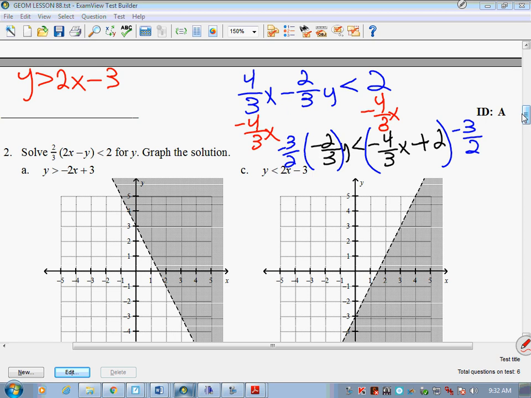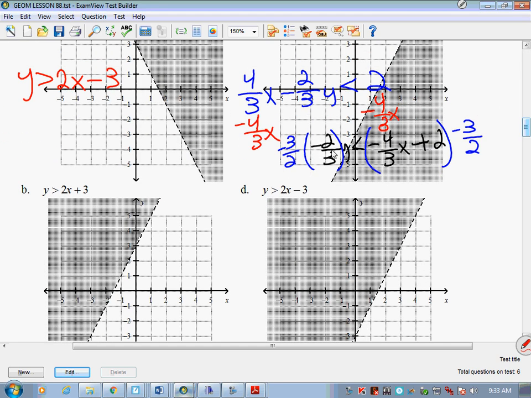Now, as we look at these graphs, you'll notice that all of them have an answer. So is A correct? No, because it says plus 3, right? Is this one over here, this 2x minus 3, is that right? What did they forget to do? They forgot to flip the sign, right? All right, down here I've got y is greater than 2x plus 3, is that correct? No. What about D? That's correct.